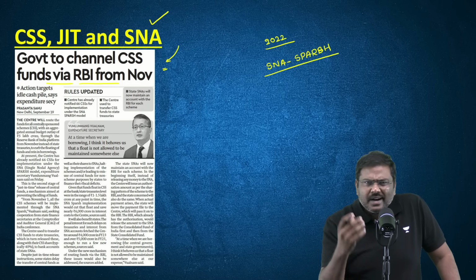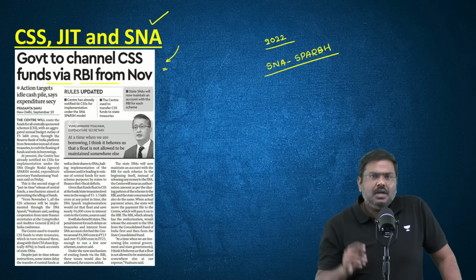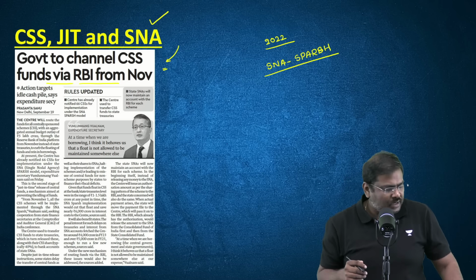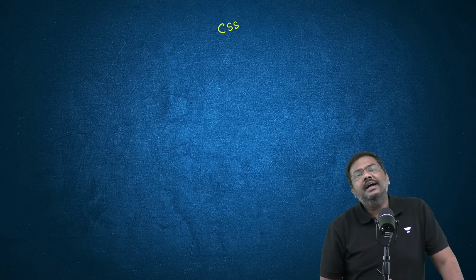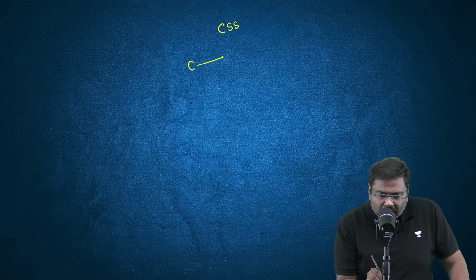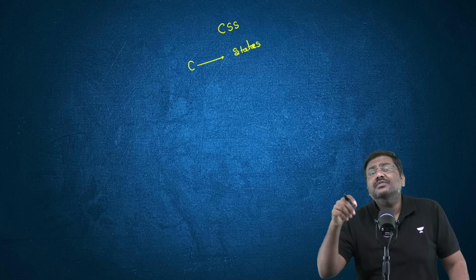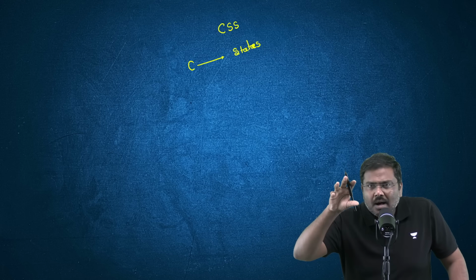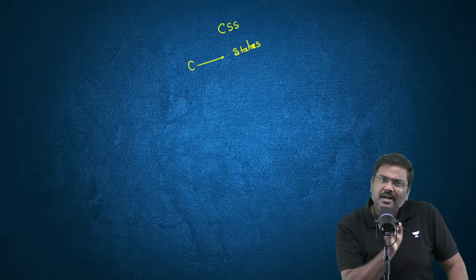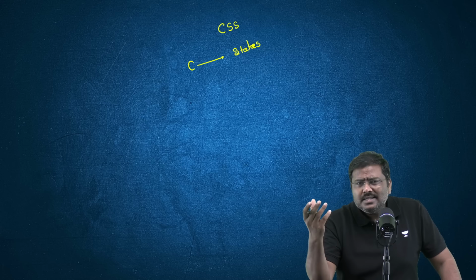And what was the logic under SNA-SPARSH? The logic was, generally the practice followed by the Union government in the context of centrally sponsored funds is that the center will allocate the funds to the states, and these are centrally sponsored. What is the meaning of centrally sponsored? A certain amount of expenditure will be incurred by the center, the remaining by the states.